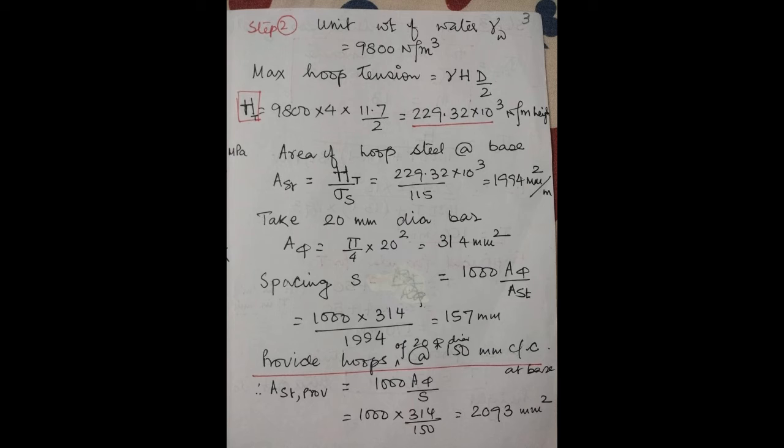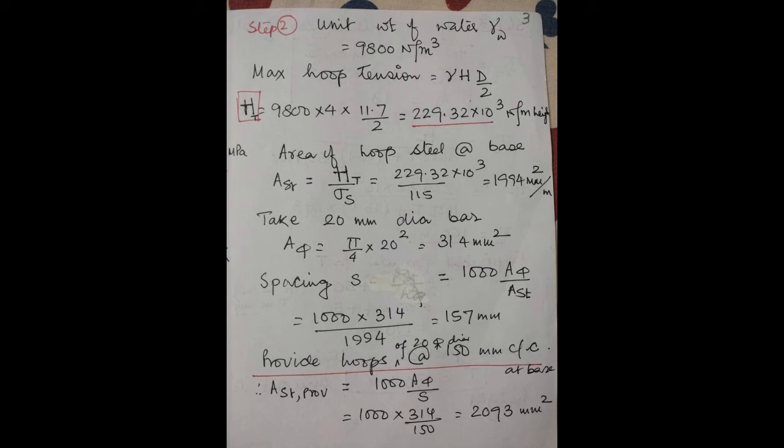So provide hoop of 20 millimeter diameter at the rate of, let us say, 150 millimeter center to center. Here you can take it as 160 also. Whatever it is, I have taken 150 millimeter cc at the base, but you specify it is at the base we are designing. So now AST provided is how much? AST provided we can find out 1000 into Fi divided by S. So that comes out to be 2093 millimeter square.